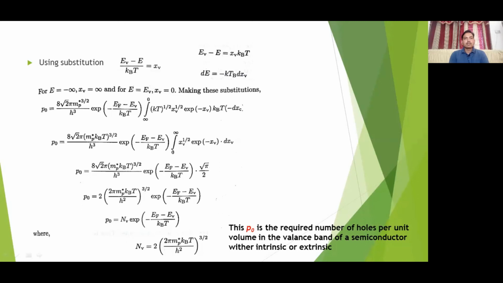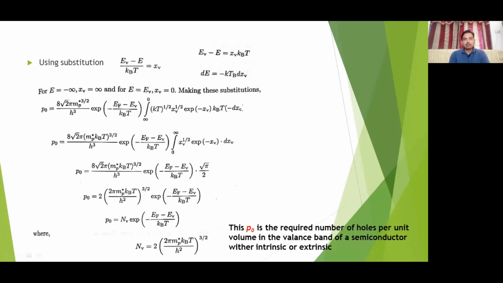So if E is equal to minus infinity, you put it over there, then XV will be equal to infinity. So the limit changes to infinity, and when E is equal to EV, if you put EV over there, then this becomes 0. So XV becomes 0. Your limits change from infinity to 0. Put the values from these three equations over there, so your integral changes its form from dE to dx form, and all the calculations are now quite simple.